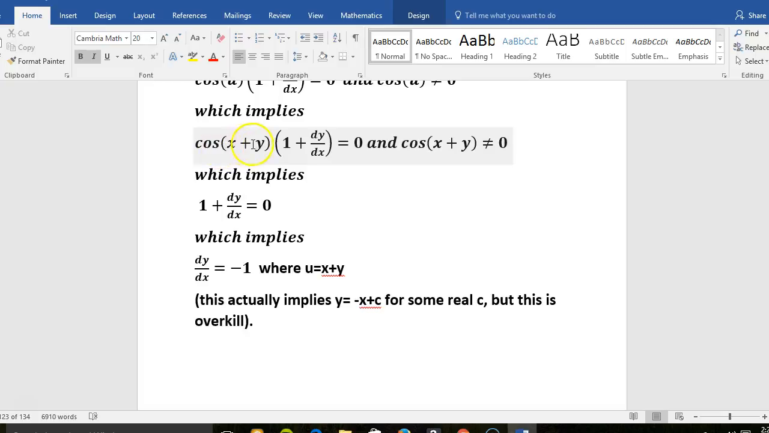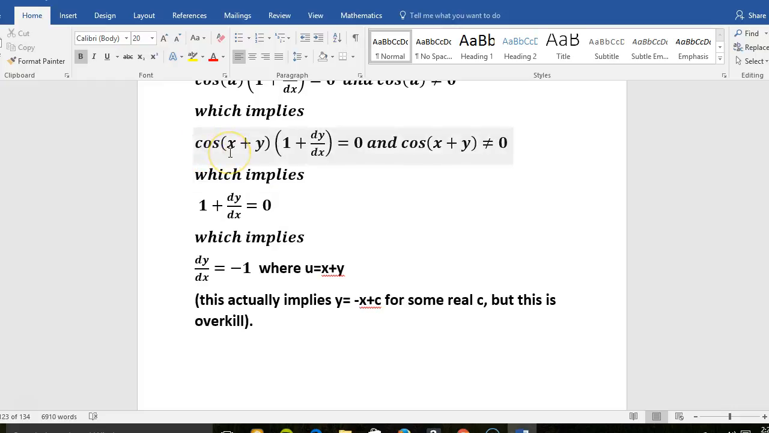So, since the cosine of x plus y is not 0, we have no choice but to conclude that 1 plus dy by dx equals 0. We can safely conclude that. Otherwise, we wouldn't be safe. For all we know, this guy could be the 0 guy, or they might take turns being 0. But by continuity, I don't think that would happen. Let's not get into that. The point is, cosine of x plus y will never be 0. So this must always be 0.